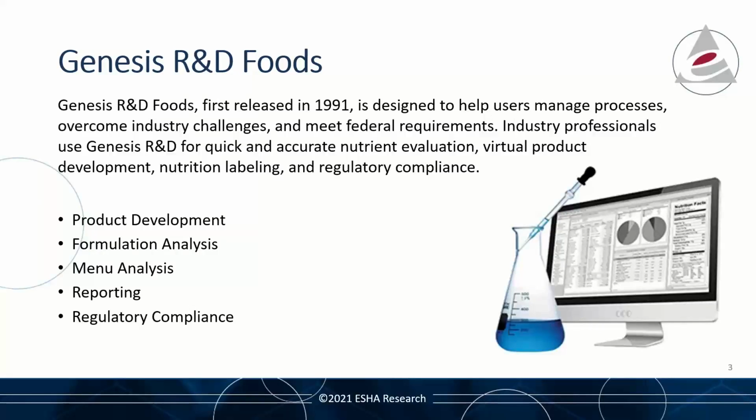Genesis R&D Foods was first introduced in 1991 to help address the needs for convenient formula analysis and formatting of NLEA food labels for U.S. regulations. Over the years, Genesis has remained the go-to standard for food product development, recipe analysis, nutrition facts creation, as well as restaurant menu analysis and reporting. We offer label modules to prepare compliant labels for the U.S., Canada, the EU, and Mexico. Today, we will be demonstrating Genesis Foods version 11.9.